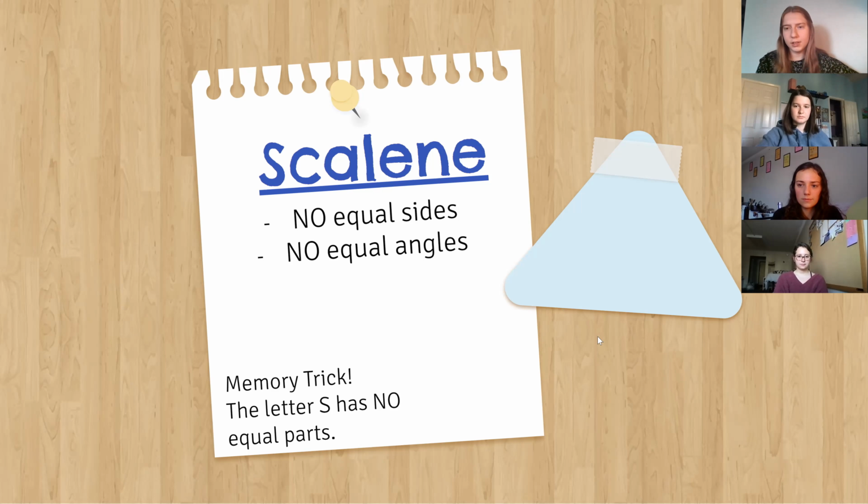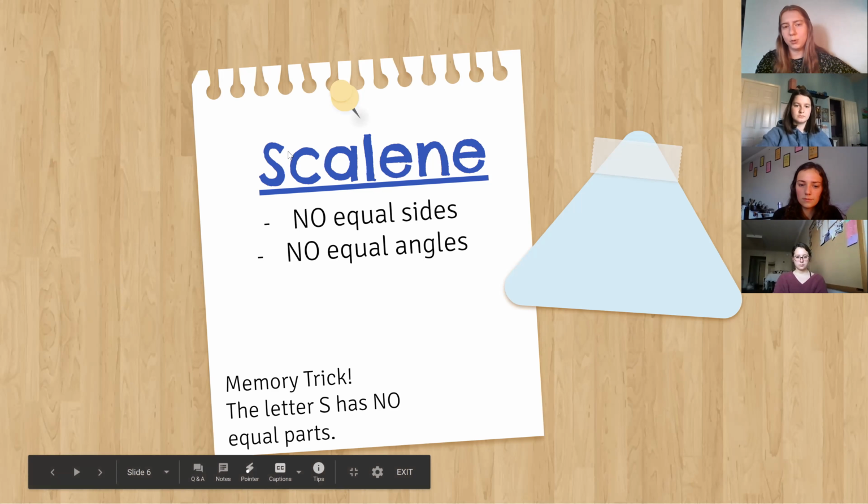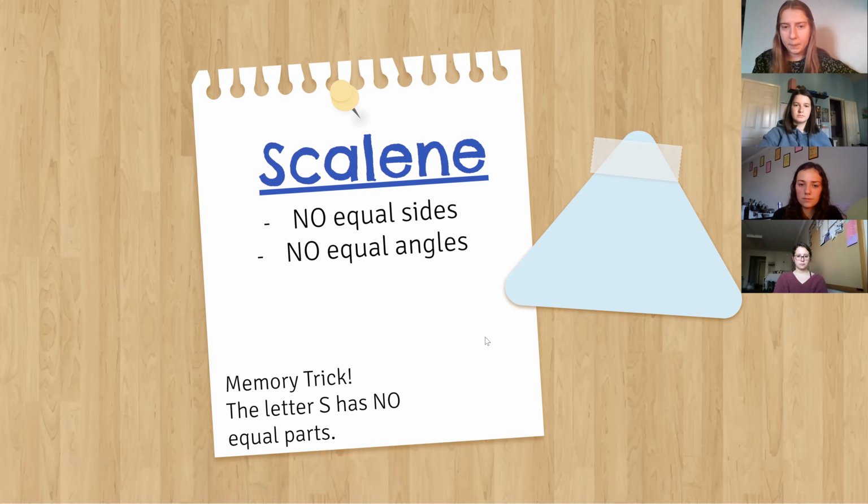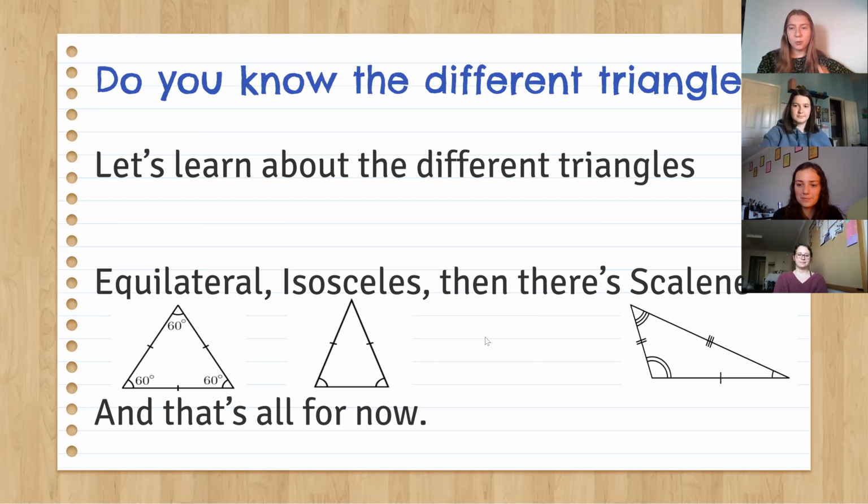Sometimes you'll see it a little differently with extra dash marks or extra half circles on it to help differentiate how there's none that equal each other. But for now, we're just going to leave it blank. The memory trick for this is that the capital letter S that the word scalene starts with has no equal parts, unlike the capital E and capital I. Sound good?